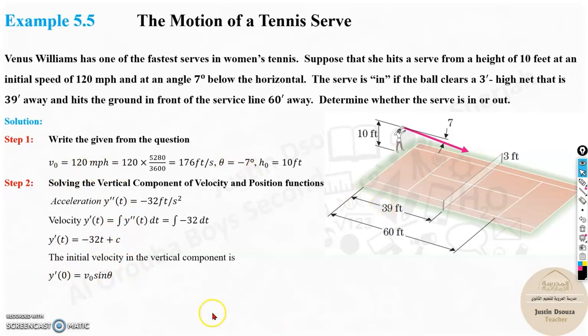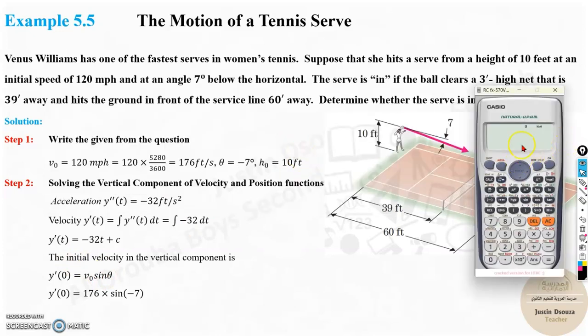So now y dash of 0, we have done this in the last problem. It's the same thing. Y dash of 0 is V naught sine theta. The angle is minus 7 and the V naught is 176. Just put it in your calculator. But it should not be in radians. It should be in degrees. You can clear your calculator: Shift 9 3 equal AC.